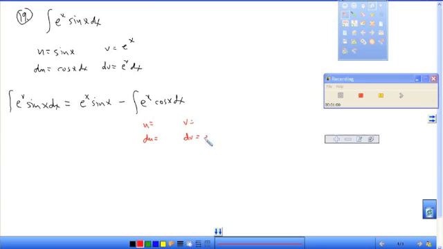And so in this case, I'm going to let the dv be the e to the x dx again. I can take its integral right away. I'm going to let u equal the cosine of x. I can take its derivative pretty simply, negative sine x dx.